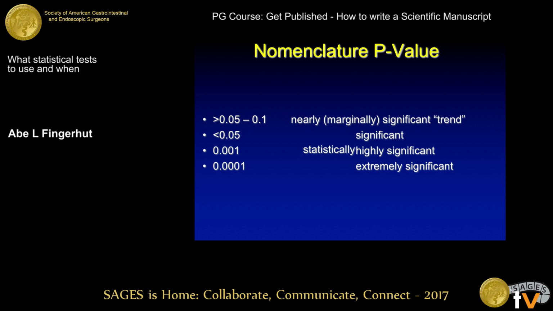These are the terms that we use. As I just said, don't forget the word trend. It should be only used for p-values that are between 0.05 and 0.10.